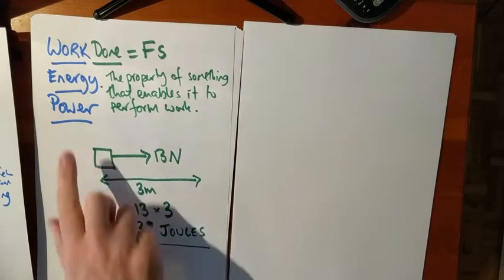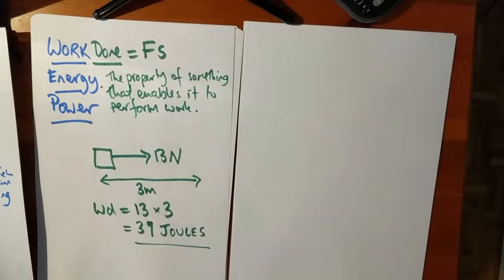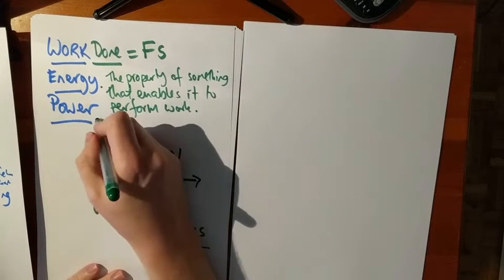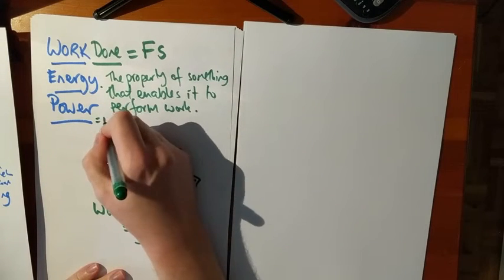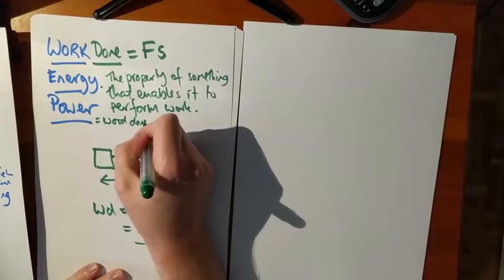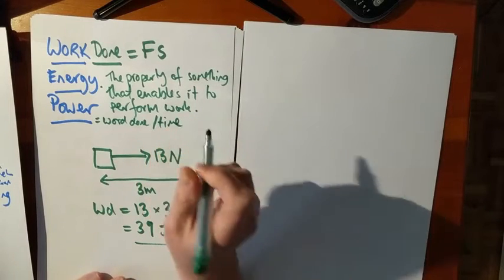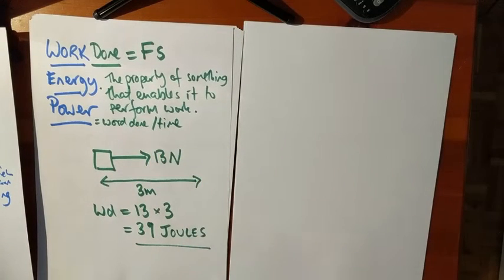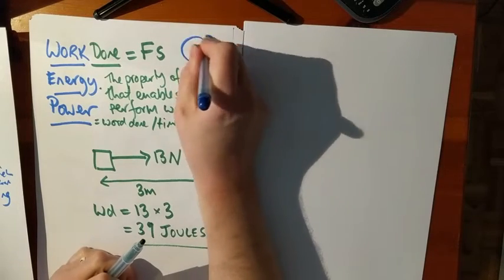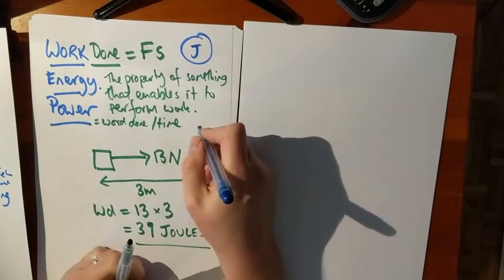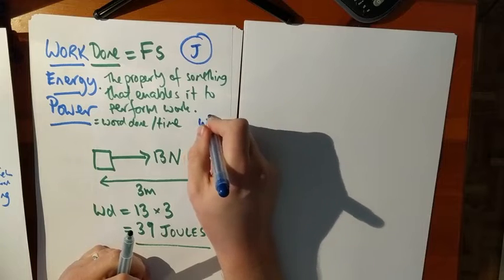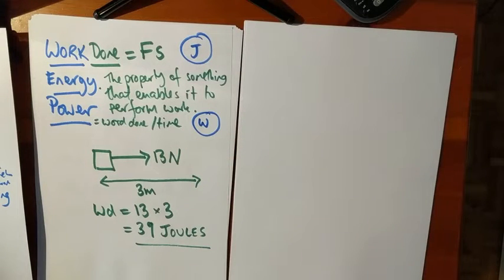Power is going to be later on. We'll come back to power in a separate video. But power is the amount of work you do over time. And so a more powerful engine can do more work. And the formula for power is equal to work done divided by time. And work done is measured in joules, which is usually a capital letter J, and power is measured in watts, which is usually a capital letter W. And we'll come back to power, but we're going to talk mostly about work done today.